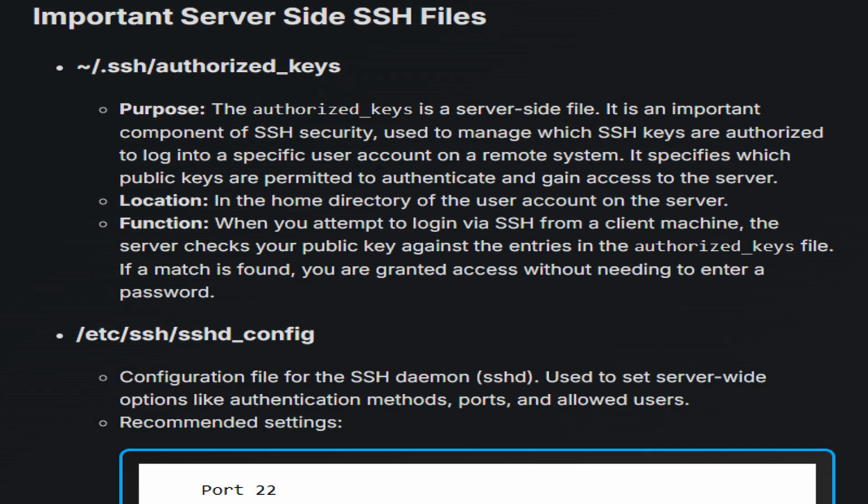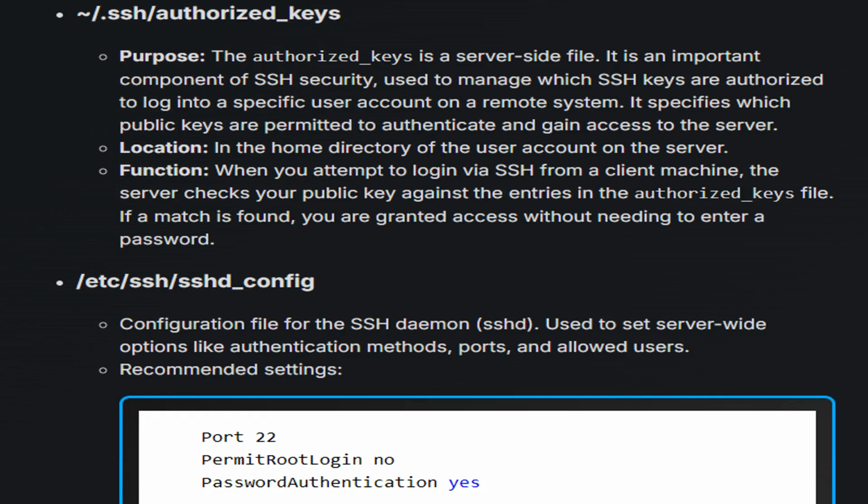Important server-side SSH files. The ~/.ssh/authorized_keys file is crucial for SSH security, as it dictates which public keys can be used to log into a specific user account on a server. Located in the user's home directory, this server-side file ensures that only authorized SSH keys can authenticate a user. When logging in via SSH, the server checks the client's public key against the entries in this file. If a match is found, access is granted without requiring a password.